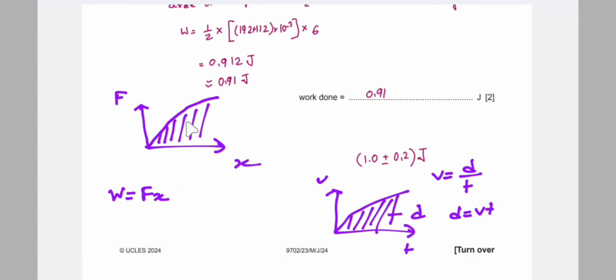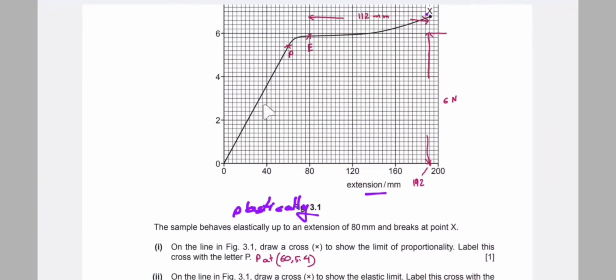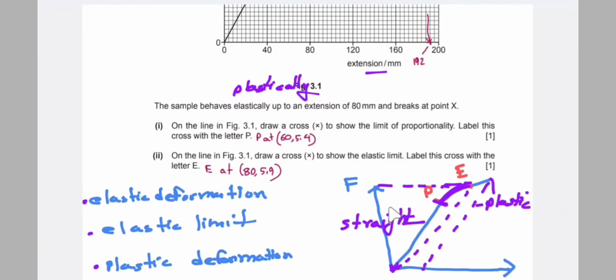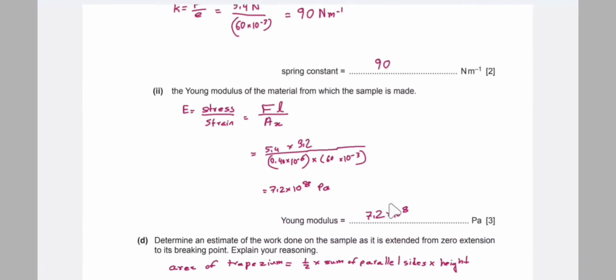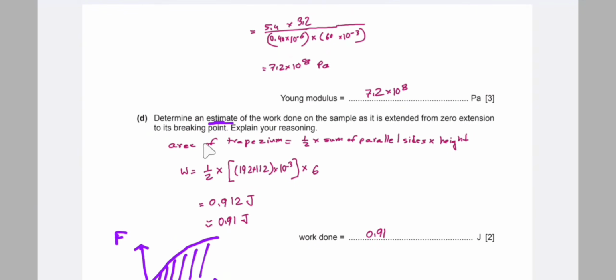Here we can see that the area under the velocity time graph is displacement, so the area under the force extension graph must be work done. So we can relate this. The area under the force extension graph is our work. We need to calculate this value of work, and you have to remember that we need to just estimate.